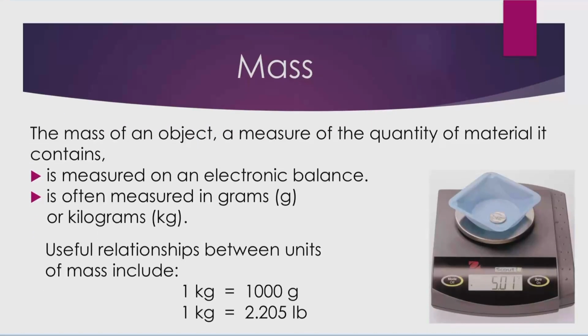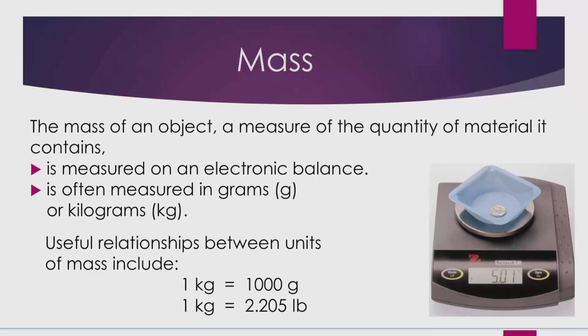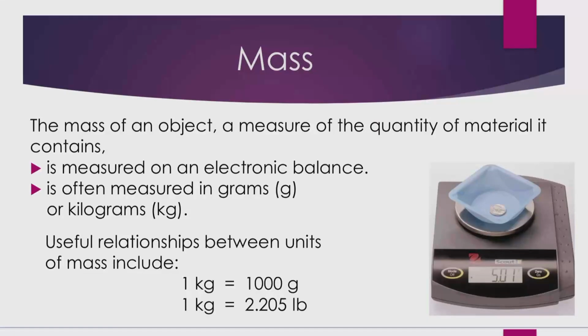For measuring mass, the mass of an object, which is slightly different from weight, pounds and ounces measure weight, and mass measures the amount of material that's contained in an object. A pedantic difference. It doesn't make any difference if you're on Earth. Mass is typically measured on an electronic balance. You can also measure it on a physical balance system. And it's typically measured in grams or kilograms.